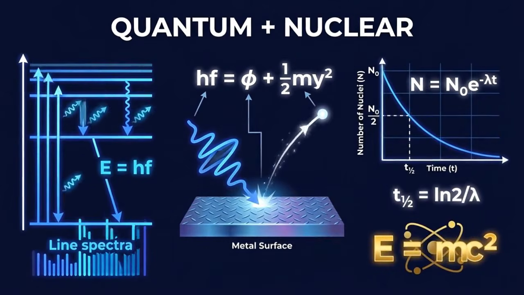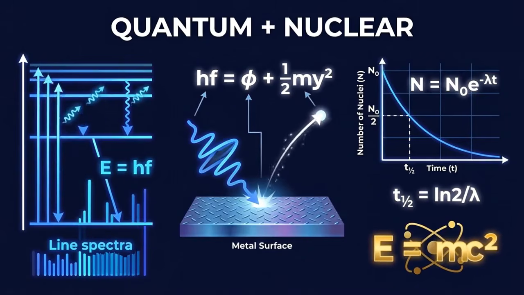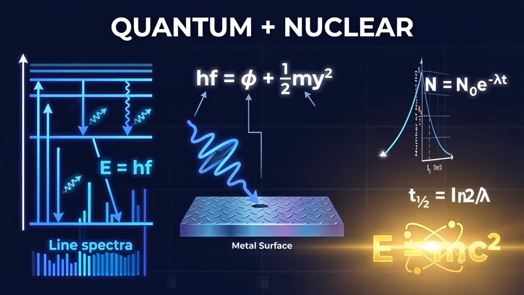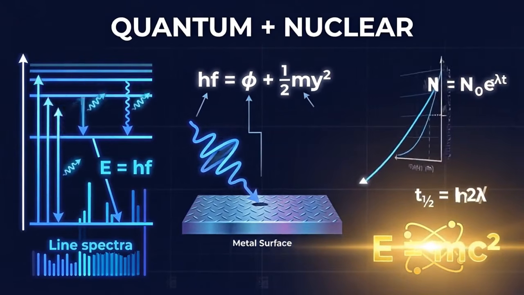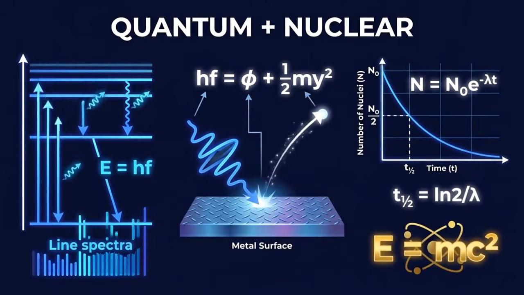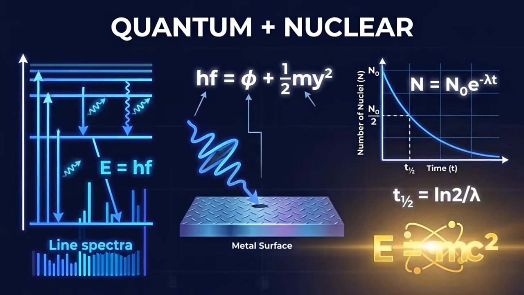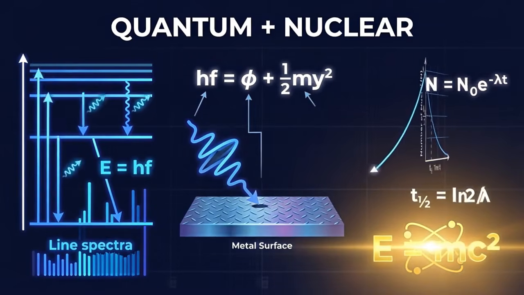Mass defect and binding energy. When nucleons bind together, mass is lost. That missing mass becomes energy. E equals mc squared. The binding energy per nucleon graph peaks near iron. Elements near iron are the most stable. Fission of heavy nuclei and fusion of light nuclei both release energy for this reason.